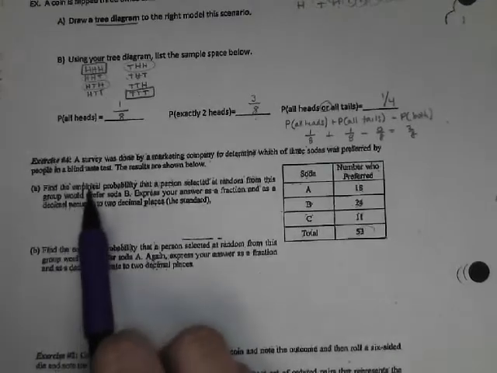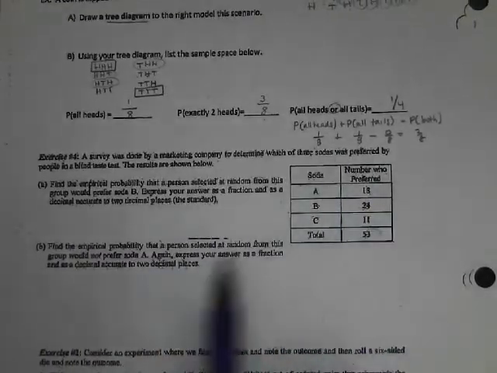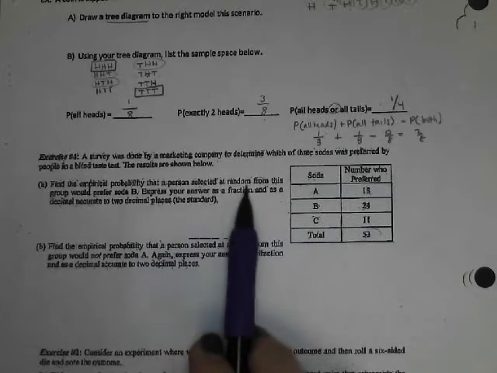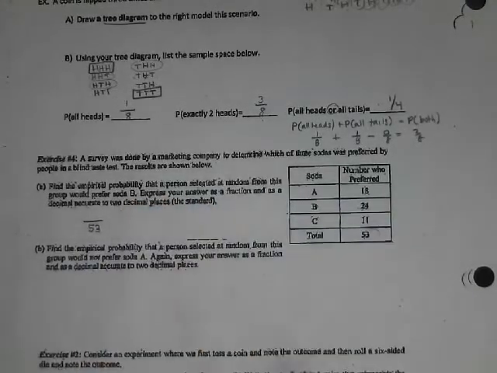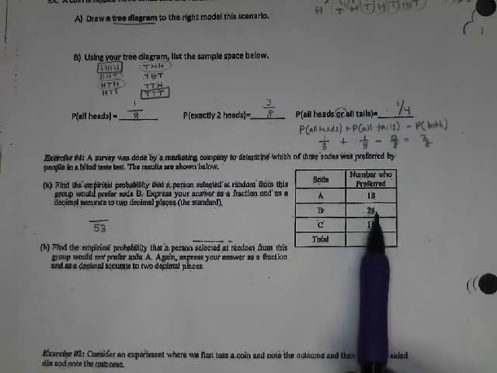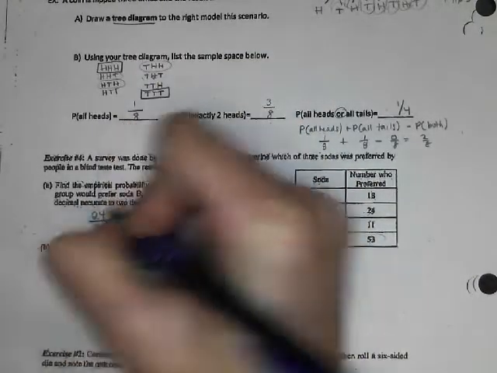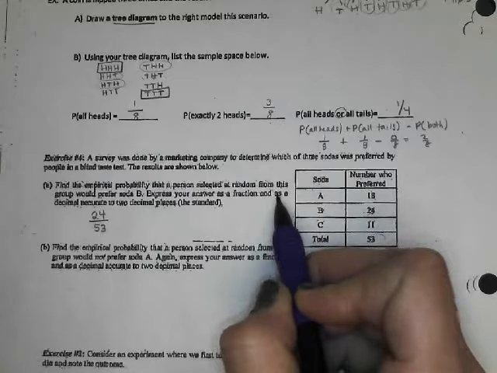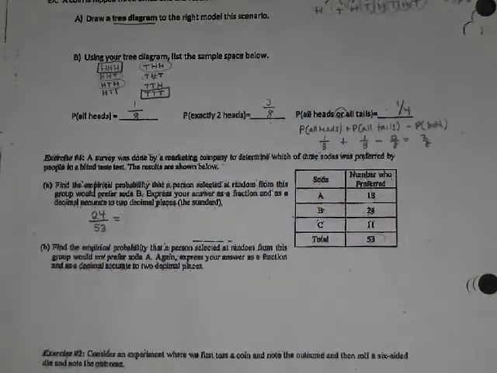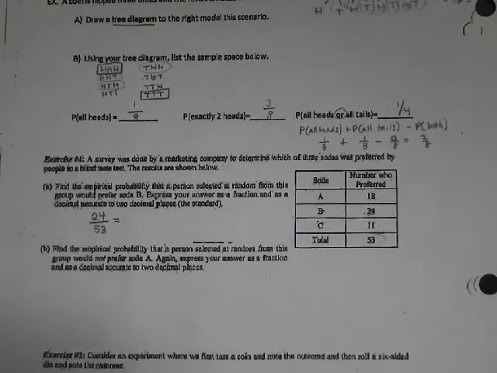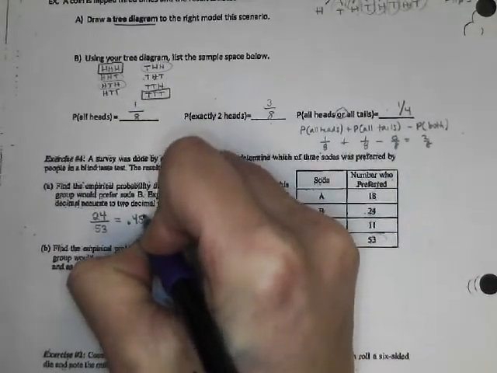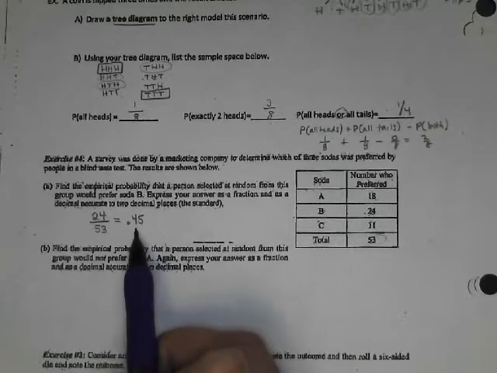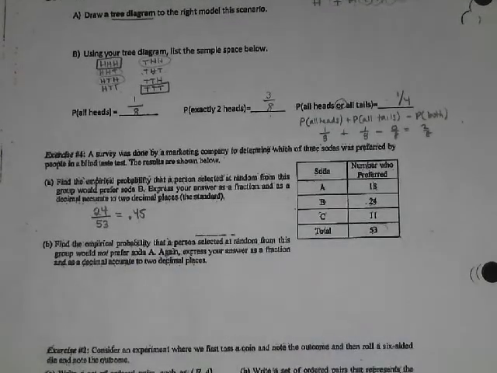Find the empirical probability, so that means based on the evidence, that a person selected at random from this group, so out of the 53, would prefer soda B. 24 out of 53. Express your answer as a fraction and as a decimal accurate to 2 decimal places. So there's your probability as a fraction. 24 divided by 53 to 2 decimal places is 0.45. And again, that probability is always between 0 and 1.